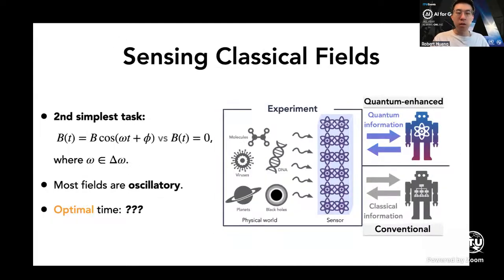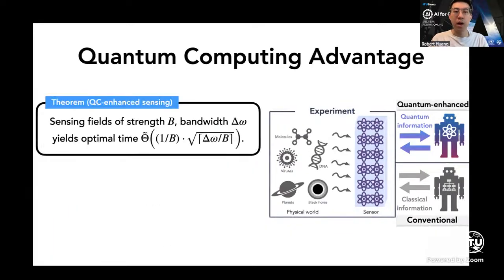So going back to this, the second simplest task of sensing an oscillating field, we can see that the optimal sensing time actually is this. And then one can ask, okay, so now we can achieve this using a quantum computer that sits on the side. What about having a classical computer?